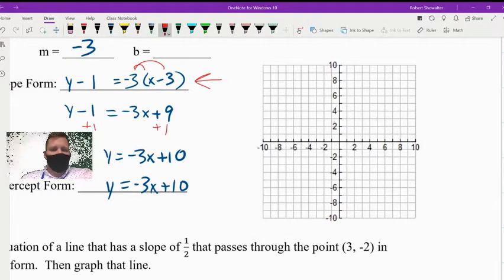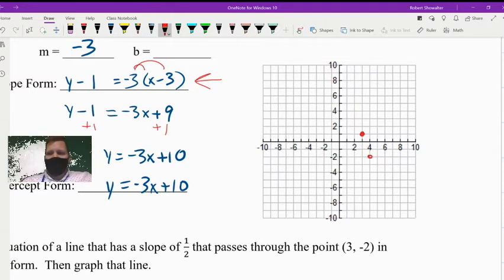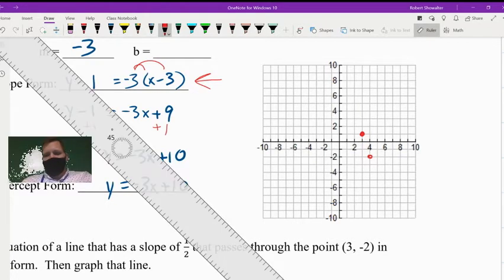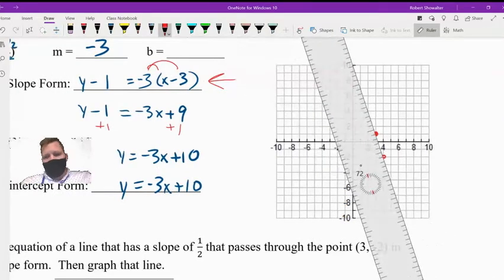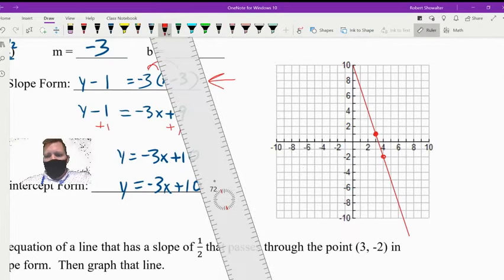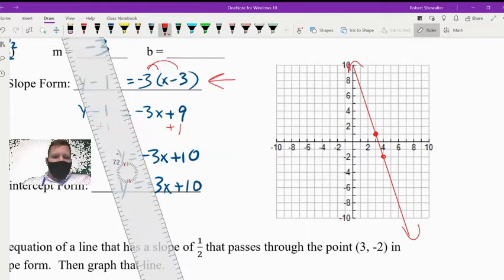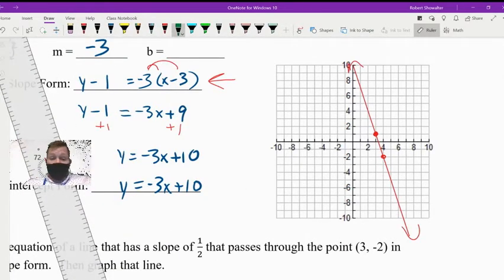This first version, when I use point slope form to graph it, I notice that the x coordinate is 3 and the y coordinate is 1. So I'm going to put a dot there. And the slope being -3, I'm going to go down 1, 2, 3, right 1. Now we're going to turn around and use the ruler and get that graph as nice and perfect as possible. Okay, so now there we have the graph of the first equation.